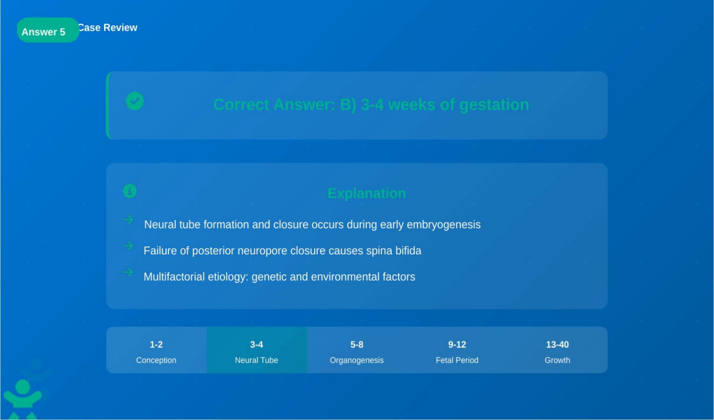Spina bifida results from failure of the neural tube to close properly during early embryonic development. Neural tube formation and closure occurs between day 21 and day 28 after conception, often before a woman knows she is pregnant. The posterior neuropore typically closes last, and failure of this closure results in spina bifida. The etiology is multifactorial, involving both genetic predisposition and environmental factors, with folate deficiency being a significant modifiable risk factor.